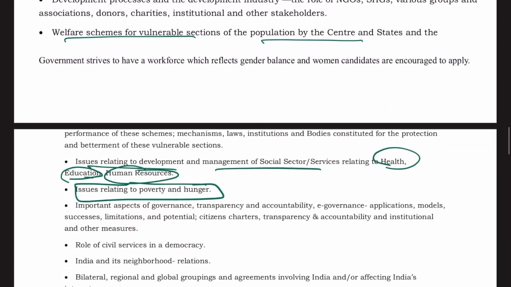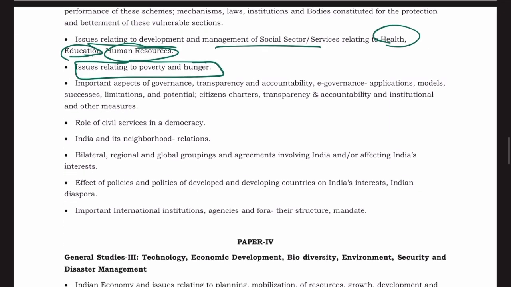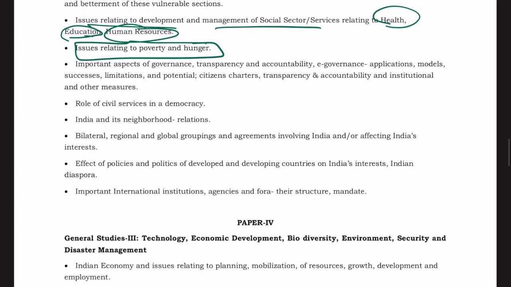Okay, then as we move forward we can see this aspect. There is international relations. This diaspora thing is there, international relations, bilateral groupings, multilateral groupings, important international institutions. You can very easily prepare for this subject in very less amount of time, right?